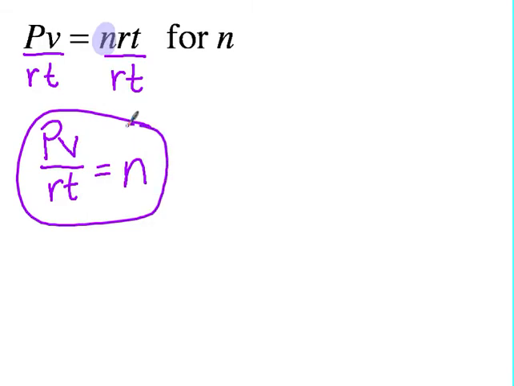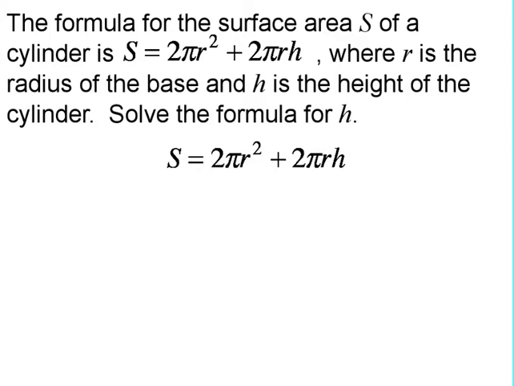Okay, so pretty straightforward. We've got a few problems left. Okay, let's look at the next one. The formula for the surface area S of a cylinder is S equals 2 pi r squared plus 2 pi rh, where r is the radius of the base and h is the height of the cylinder. Solve the formula for h. So I want to get the h here all by itself. That's your first goal.